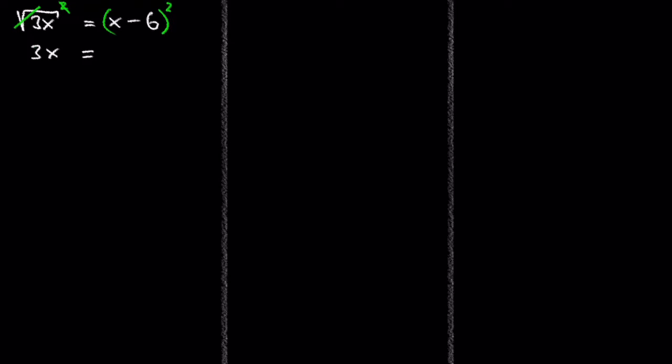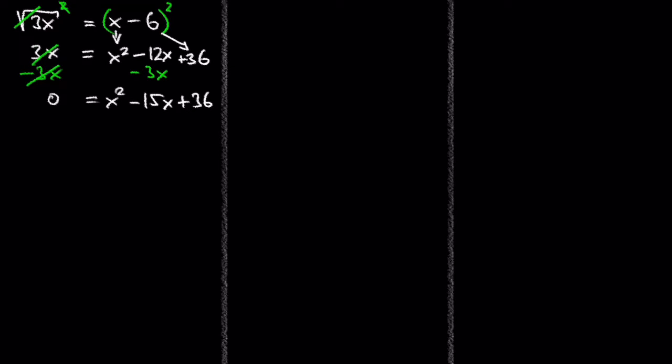And on the right-hand side, we have the square of a binomial, which is x squared, 6 squared, which is 36, and the term in the middle is 2 times 6 times x, which is 12x. Don't forget the minus in front of 12x. And after subtracting 3x from both sides, we get 0 equals x squared minus 15x plus 36.